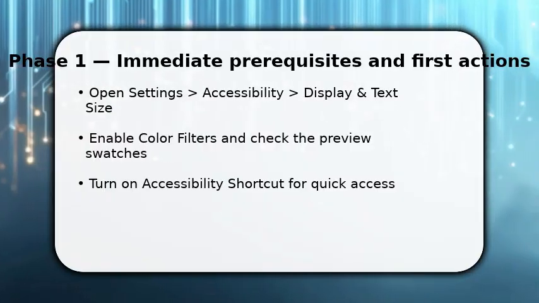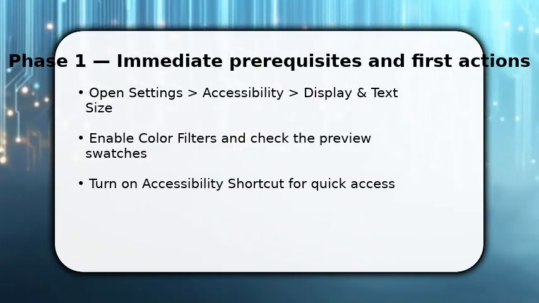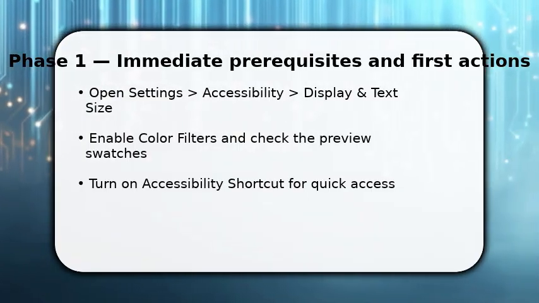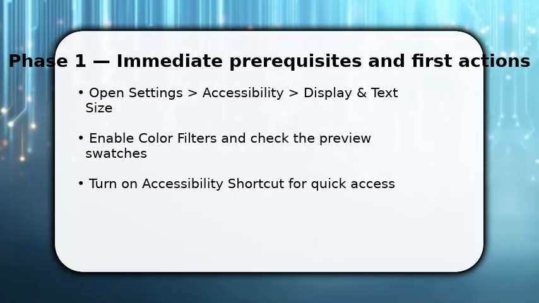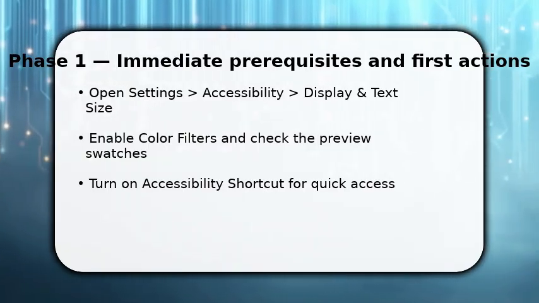You start in Settings, go to Accessibility, then Display and Text Size. This gets you straight to color filters. Once here, turn color filters on to see the live preview because visual feedback matters.